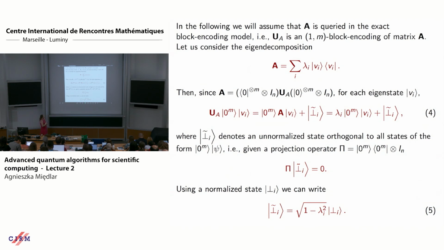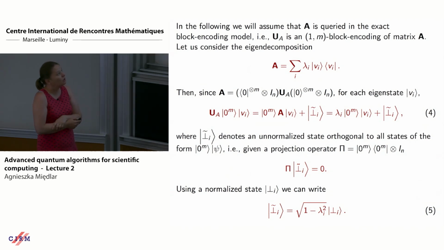So following the definition of the block encoding, since I assume that it's an exact block encoding, this is the relation between the block encoding and the exact matrix A. So for each of the eigenstates, Vi, I can look at this object. I can apply the block encoding to the Kronecker product between the state that was connected to the ancilla qubits and the Vi.